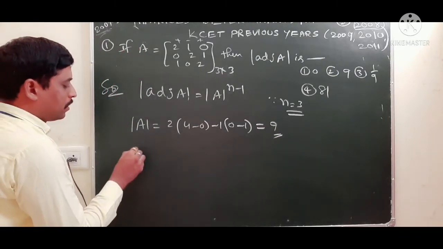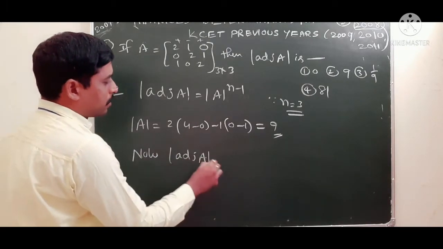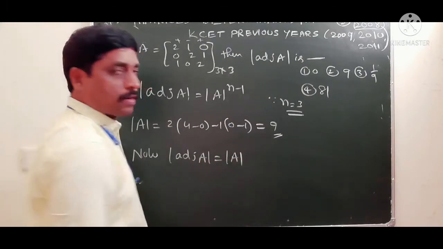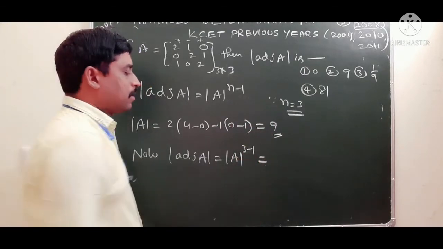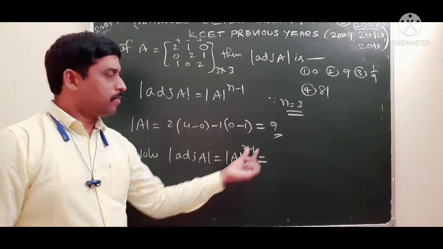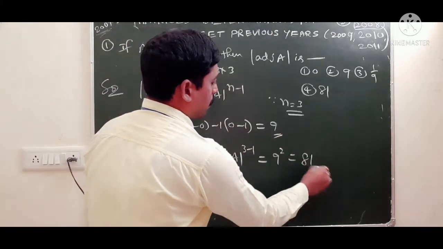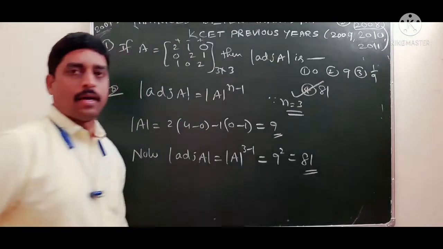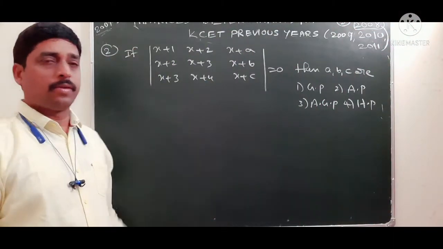Now our target is det of adjoint A. This will be det A power n minus 1, where n value is 3, so 3 minus 1. We already got det A value 9. 9 power 2 is equal to 81. Option 4 is correct.